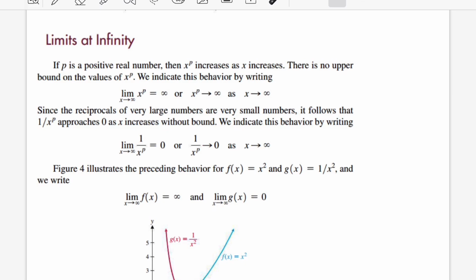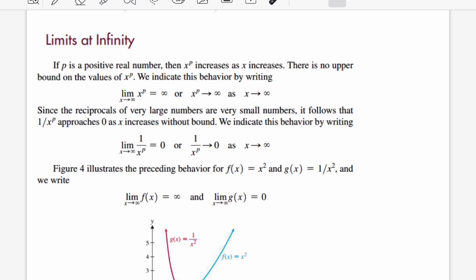All right, so let's look at some limits at infinity. So if our x values were to get bigger and bigger and approach infinity. So let's suppose p is a positive real number. Then we know that this exponent, x to the power p, increases as x increases. And another way of saying this is that there is no upper bound on the values of x to the power p. And symbolically, we will write this as the limit of x to the power p is equal to infinity as x goes to infinity. So as x gets bigger and bigger, our function gets bigger and bigger.